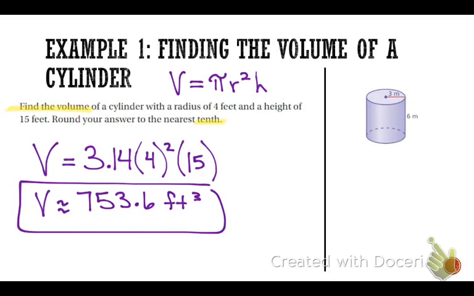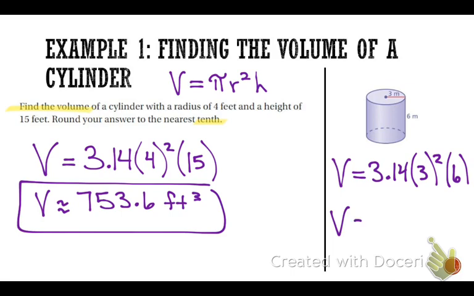All right, so V equals 3.14 times 3 squared times 6. Well, what's 3 squared? 9. All right, so 3.14 times 9 times 6. Oh, remember we have to approximate.